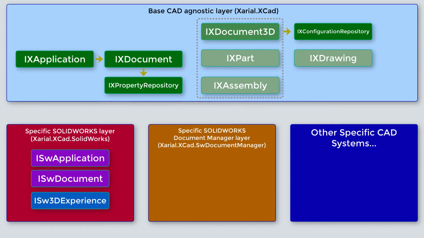In this demonstration, we are going to develop a properties reader application which can read custom properties from all files referenced by the selected assembly and display it in WPF data grid. Most of the functionality will be developed in the shared library, which is utilizing the base layer of xCAD.NET and using CAD-agnostic approach. Then we're going to implement two independent applications for reading the properties using SolidWorks API and using SolidWorks Document Manager API. And because the main business logic will be implemented in the base layer, we will not need to re-implement all the functionality for those two independent platforms.